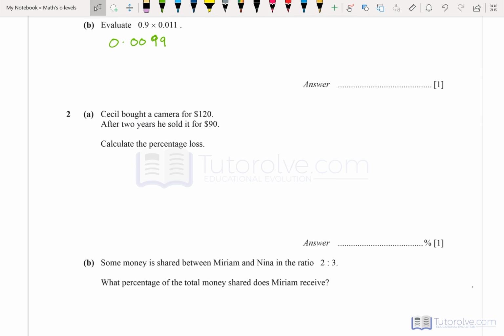So Cecile bought a camera for 120, and after 2 years he sold it for 90. So obviously it's a loss. Calculate the percentage loss. So basically you need to find the difference over the actual, and you need to find the percentage for it. Basically the actual price of the camera is this one. So you have to find the difference over the actual. So the difference would be 120 minus 90, and over the actual price, which is 120. And we need to find the percentage, so this is going to be into 100. So our final answer would be 25%. So he had a loss of 25%.